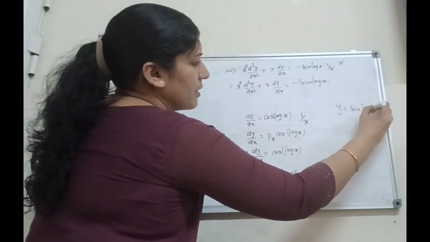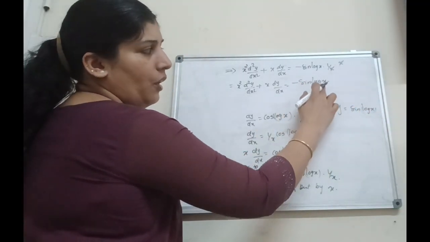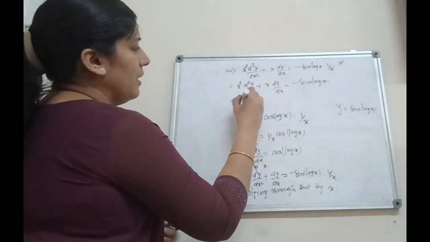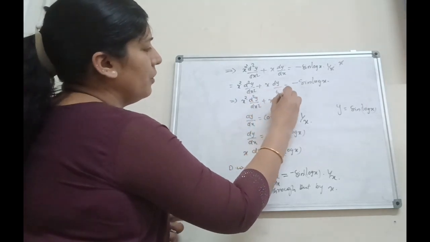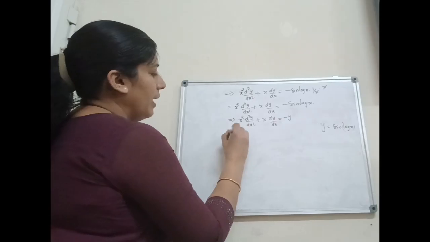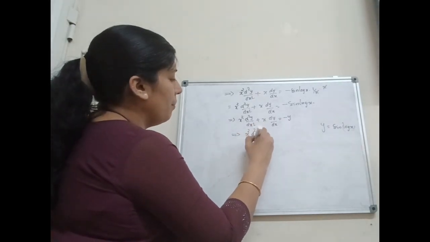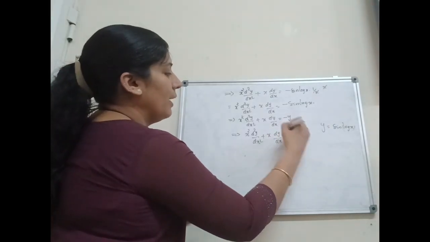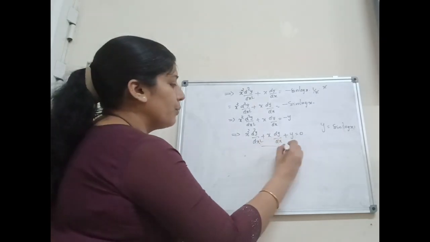Here our given function is y equal to sine log x. Therefore, here we have to substitute minus sine log x, that is sine log x as y. Therefore, our equation is x square into d square y by dx square plus x into dy by dx equal to minus y. That implies x square into d square y by dx square plus x into dy by dx plus y equal to 0. Here minus y, take this side, therefore plus y equal to 0.